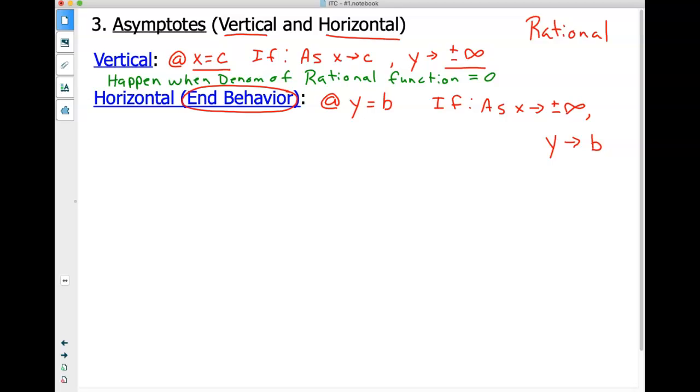How did we find horizontal asymptotes? Well, we found these once we remembered our shortcuts by comparing powers.